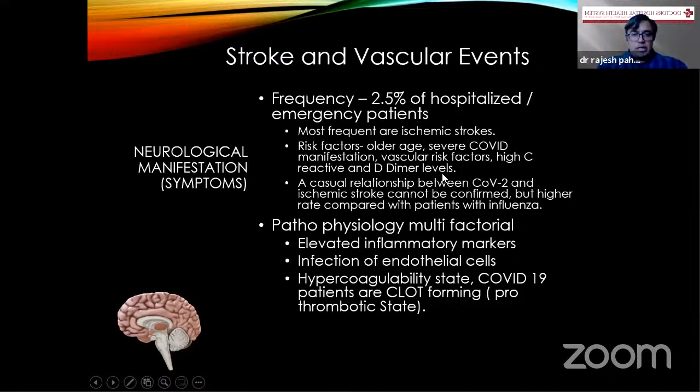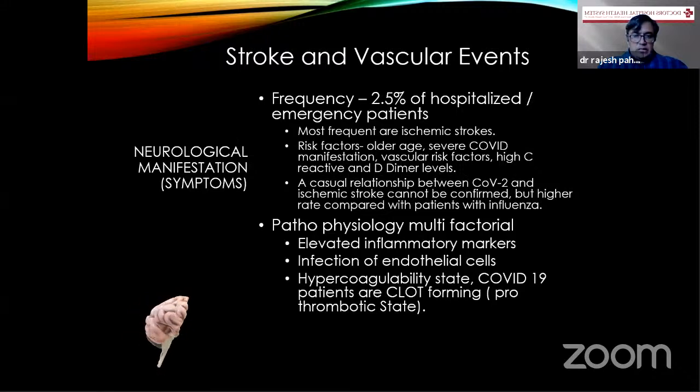Now we come to stroke and vascular events in COVID-19 patients. They are seen in 2.5% of hospitalized and emergency patients, and the most frequent type of stroke is ischemic stroke. Risk factors such as older age, severe COVID manifestation, additional vascular risk factors, high C-reactive protein levels, and D-dimer levels increase the chances of stroke.